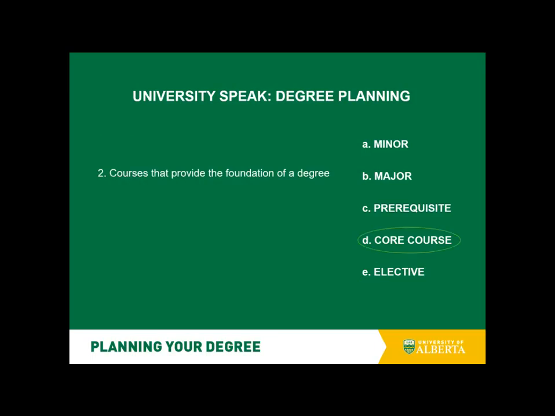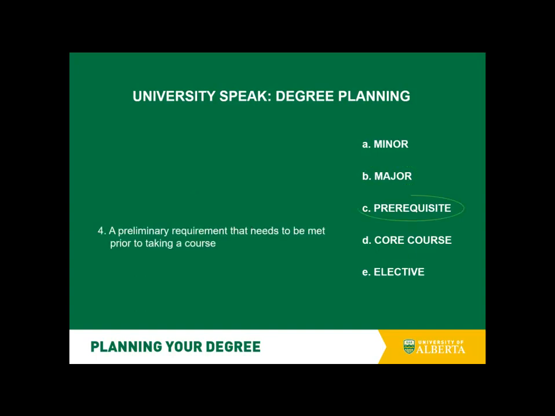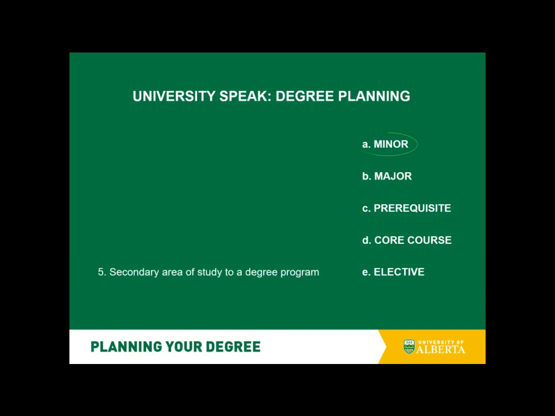A core course is defined as courses that provide the foundation of a degree. A major is the primary area of study in the degree program. Please note, if you are an elementary student, you are on a generalist degree plan, so you won't have a major and a minor. A prerequisite is a preliminary requirement that needs to be met prior to taking a course. And a minor is the secondary area of study to a degree program.